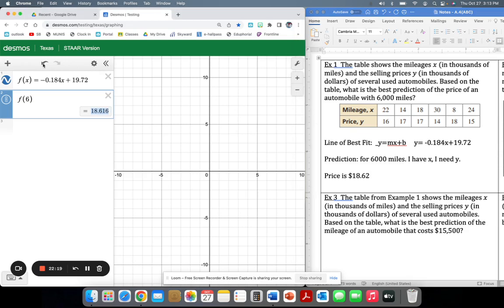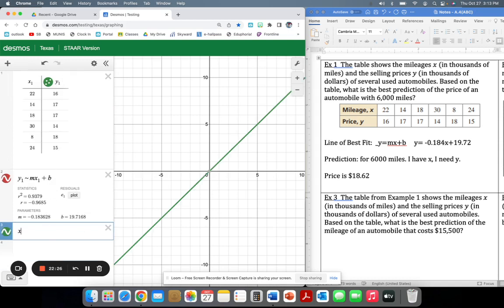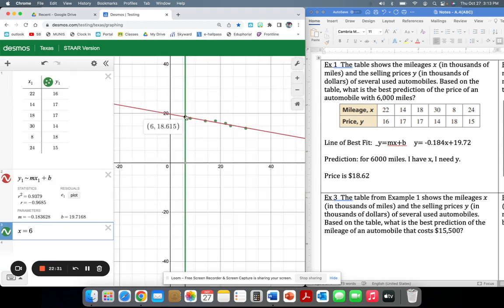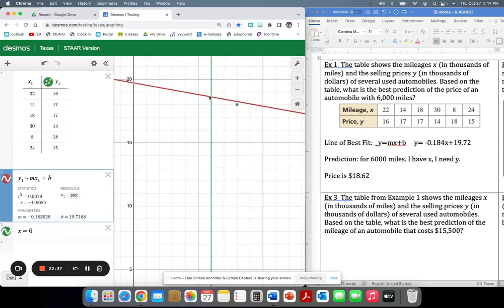The second way you can do it is, if you still have that equation over here, you can say x equals 6. And you can look for where that x is intersecting with your original graph, which is the red line this time. Then you can look for that value, and it is the same value over here. If you notice, it is 18.615, which I rounded off as 18.62. So both ways you can have the answer.